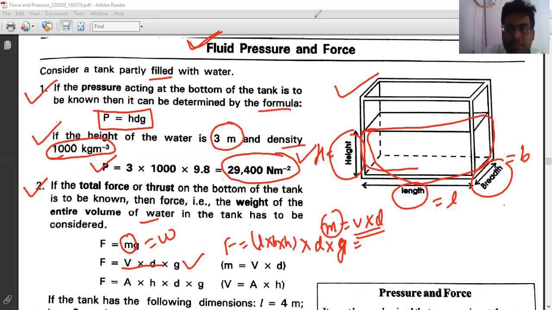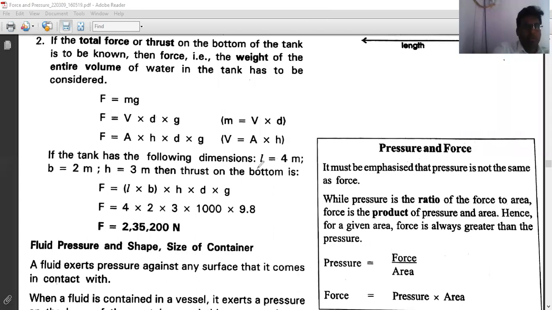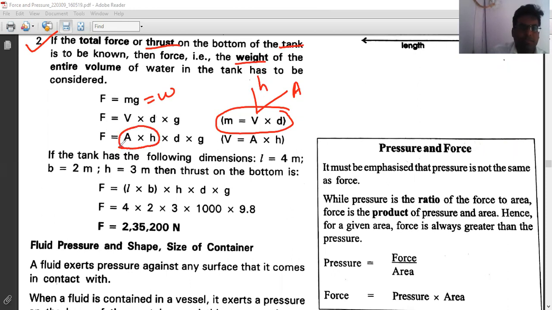So read this point once. So the next point is second, if the total force or thrust on the bottom of the tank is calculated by the weight formula, right? Weight is equal to mg. So instead of m, I have put volume into density, right? And volume is also further divided into area into height. So area into height is volume, and d is the density of water, and g is the acceleration due to gravity. Now take arbitrary dimensions.